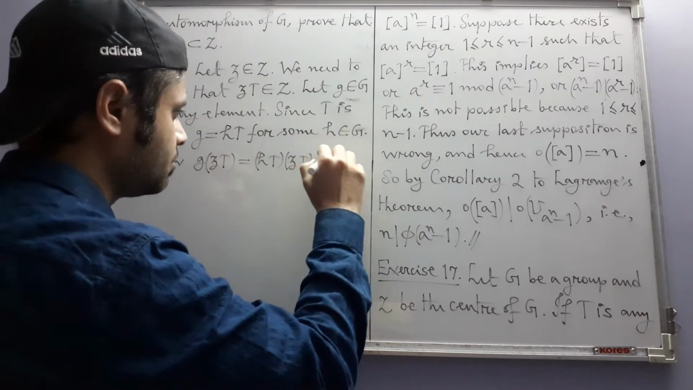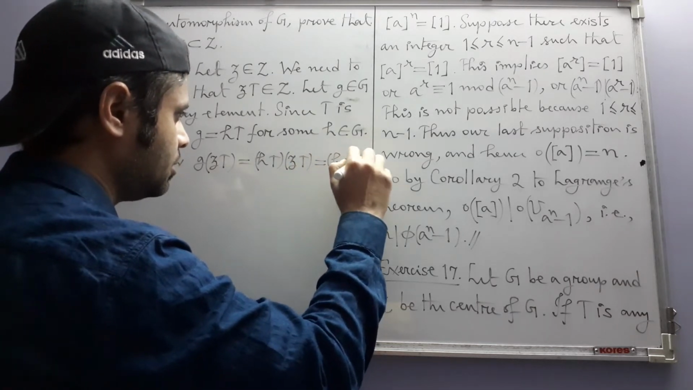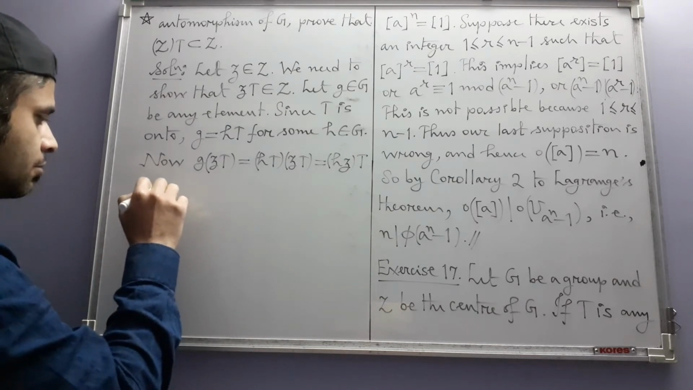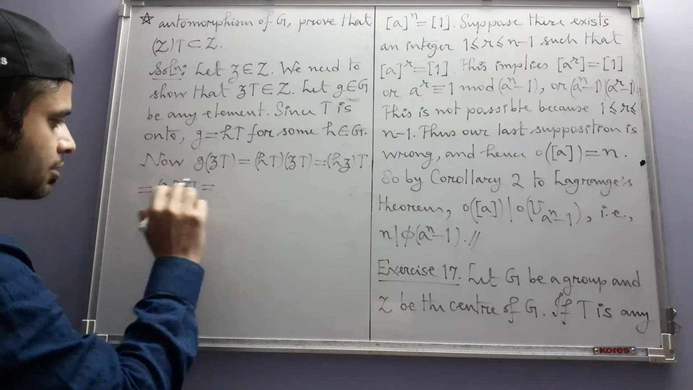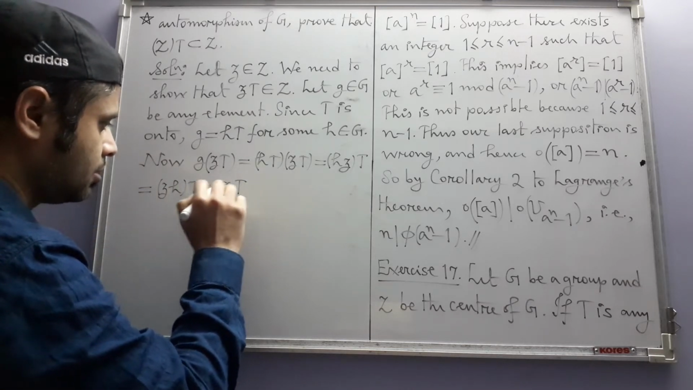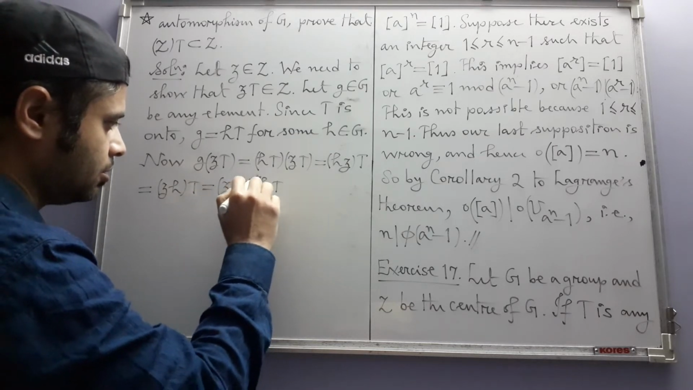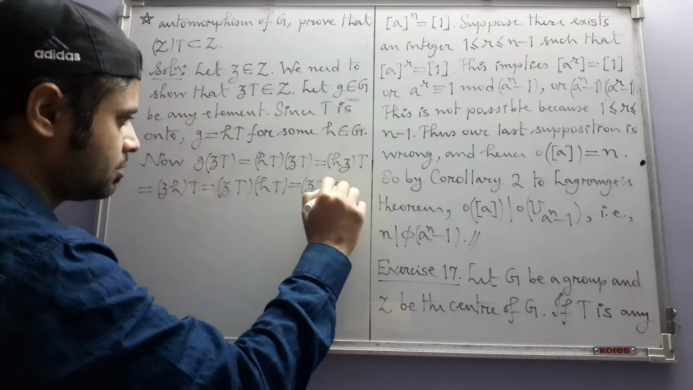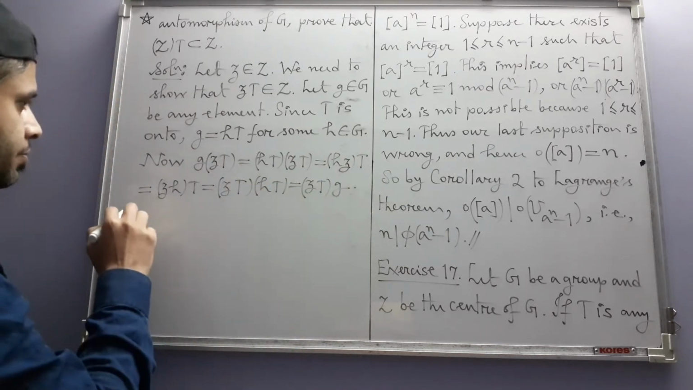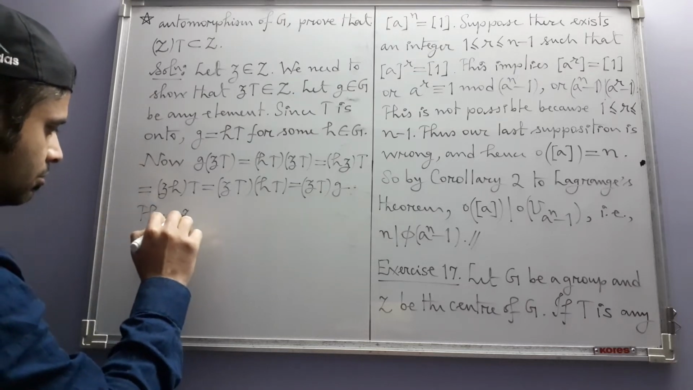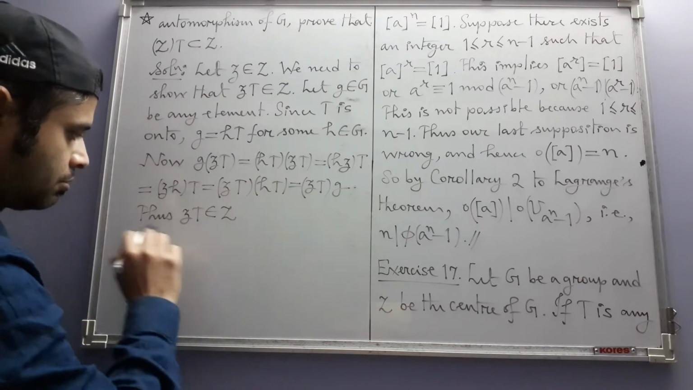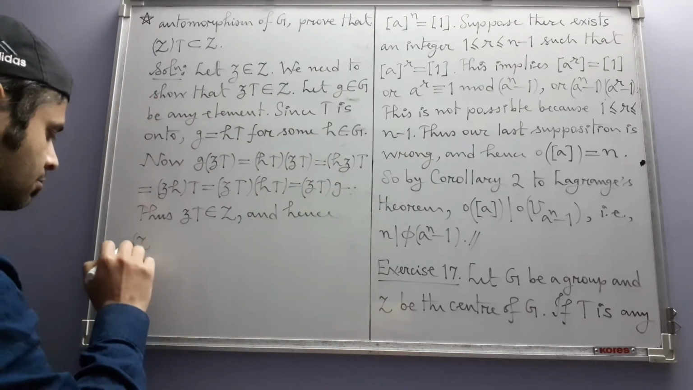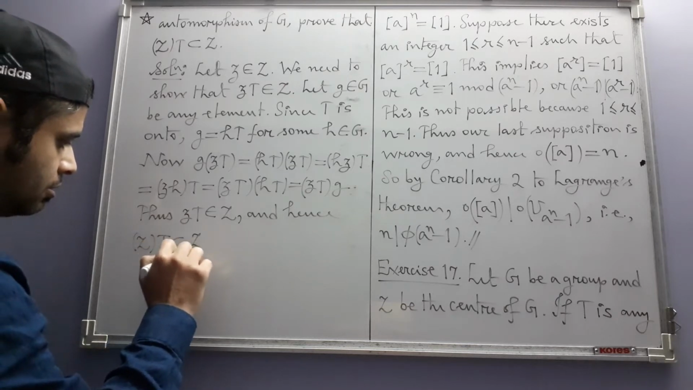Because T is a homomorphism, this is equal to the T image of HZ. But Z is a central element, so Z will commute with H. Again, use the fact that T is a homomorphism and write it as ZT HT. And finally, HT is G. So ZT commutes with G. Thus, and hence, this is contained in Z.